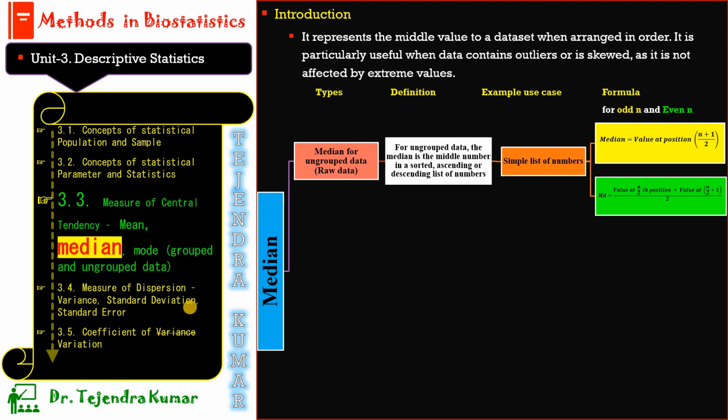So in that case, the median will change. Value at the n by 2th position plus value at the n by 2 plus 1 position, divided by 2. Let's take an example. There are 10 values, so n by 2 is the 5th value and n by 2 plus 1 means the 6th value. We will take the 5th and 6th values and divide the sum by 2 and we will get the answer. Or we can say the middle of the 5th and 6th value is the median value.